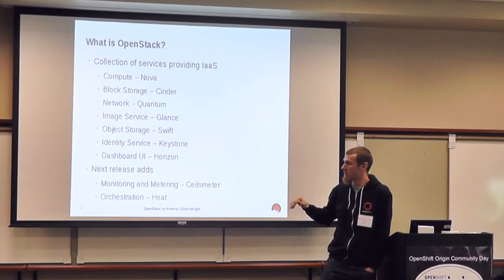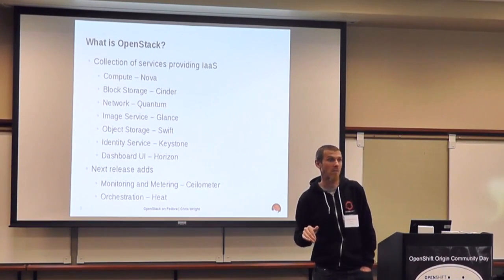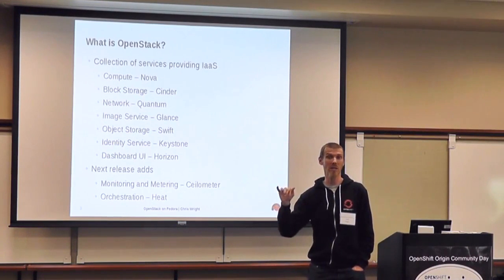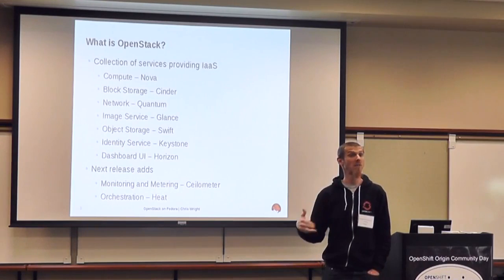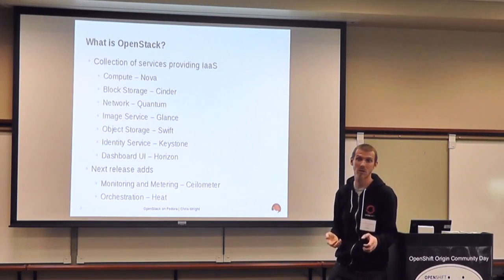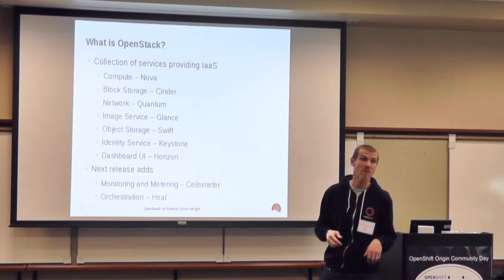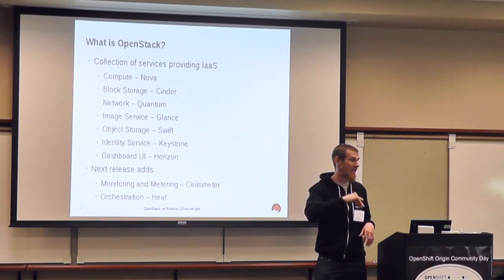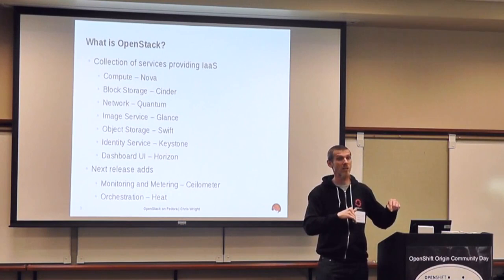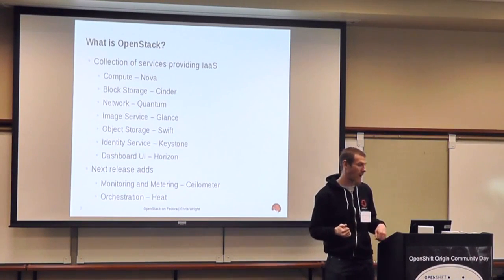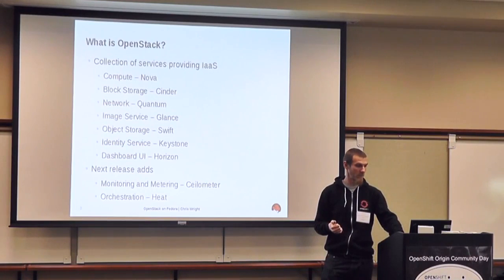One is providing infrastructure for monitoring and metering. And that would be the primary place where something like billing systems could go and get detailed information about life cycle events, so you can figure out how much resources a tenant is using. And then an orchestration system called Heat. And Heat is actually going to get some airtime in this presentation because it's one of the interesting and cool ways that we're using OpenShift and OpenStack together.